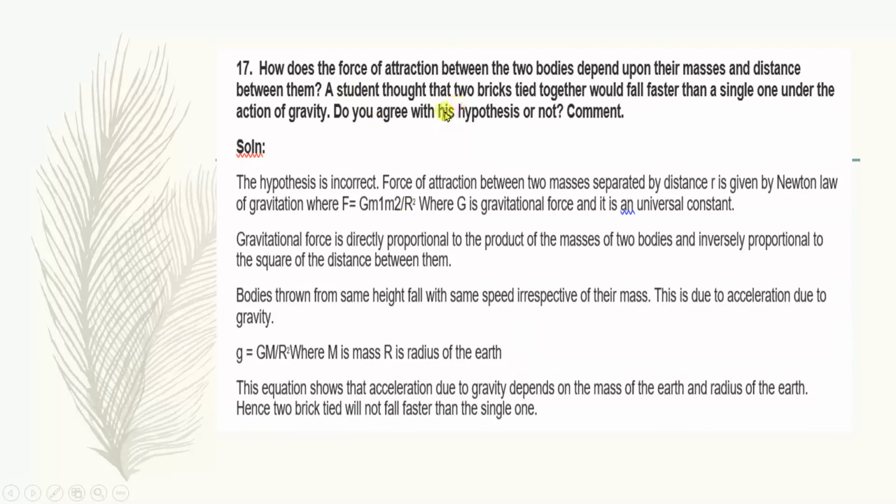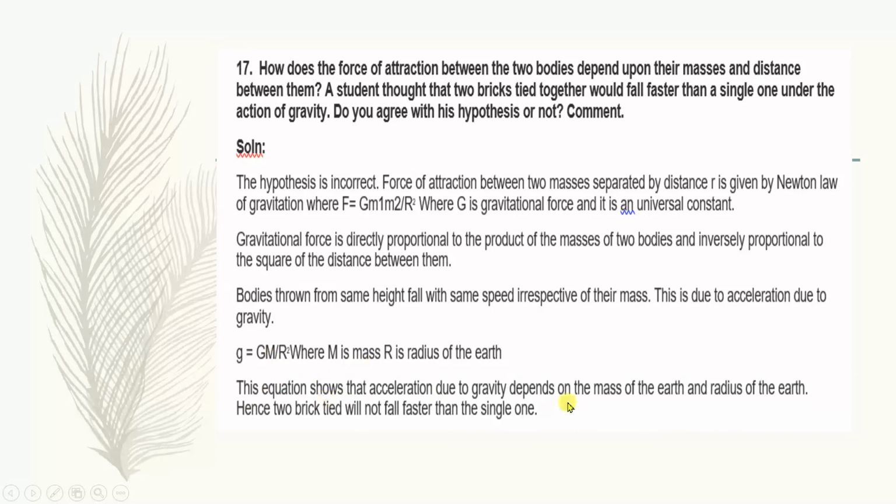A student thought that two bricks tied together would fall faster than the single one. It is the same as Galileo's observation, the feather and the 5 rupee coin. So here he took two bricks tied together will fall faster than the single one under the action of gravity. Do you agree? Dear, here the action of gravity tells us that it is free fall. So we will not agree with this. Since bodies are thrown from the same height, they will fall with the same speed irrespective of their mass, because acceleration due to gravity does not depend upon the mass. Okay? So g will be GM upon r square. It depends on the mass of earth only, not the mass of the planet.